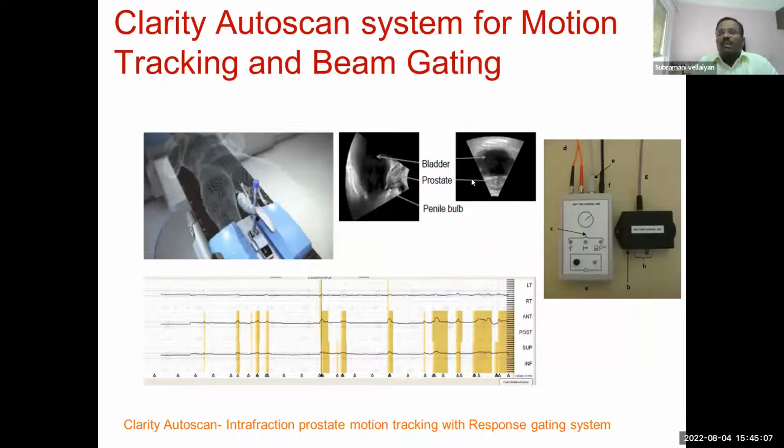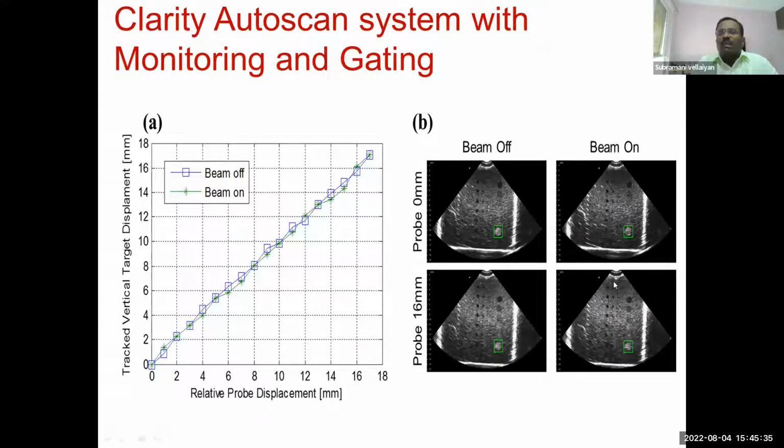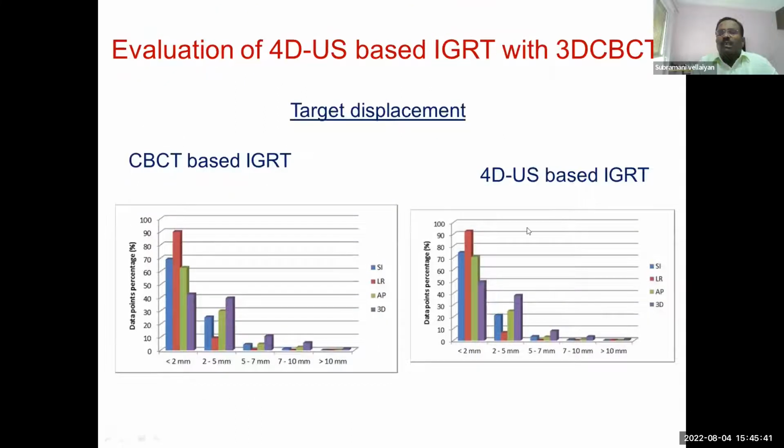So we have seen the difference between CBCT IGRT based and 4D ultrasound based. You can see 2 mm, 2 to 5 mm, 5 to 7 mm, 7 to 10 mm, greater than 10 mm. In the superior inferior directions, if you look at 2 mm, it is almost 70. In case of the 4D, it is more than this one. Similarly, you will be able to see the variation between CBCT and 4D, and clinical evaluation or clinical judgment is possible.